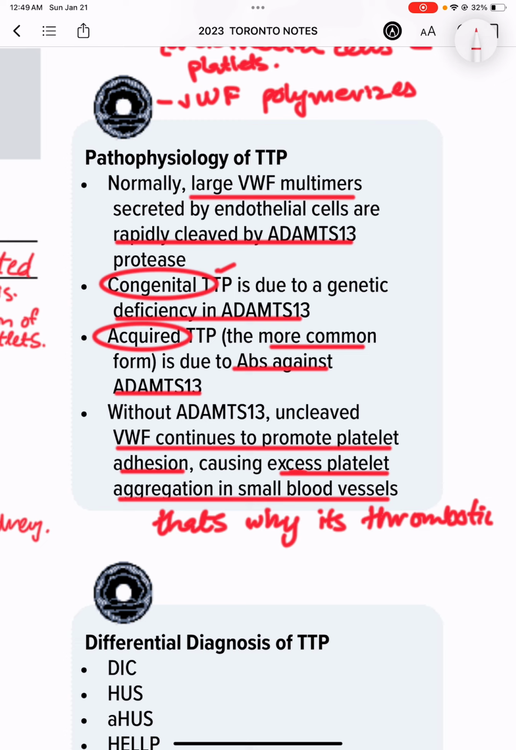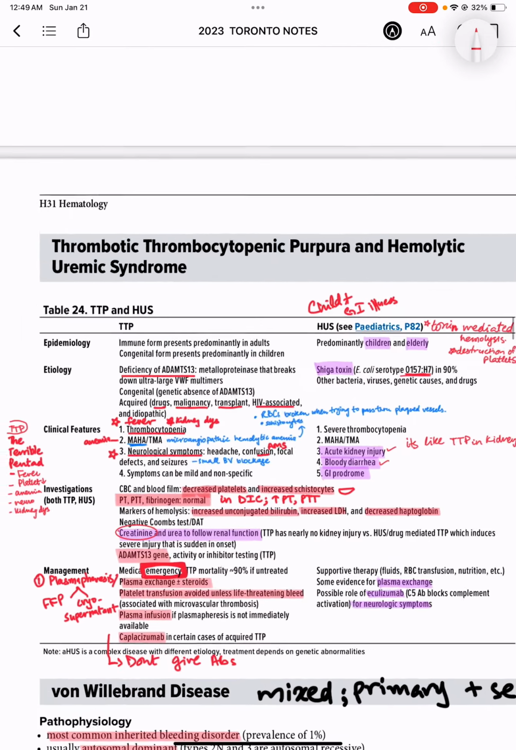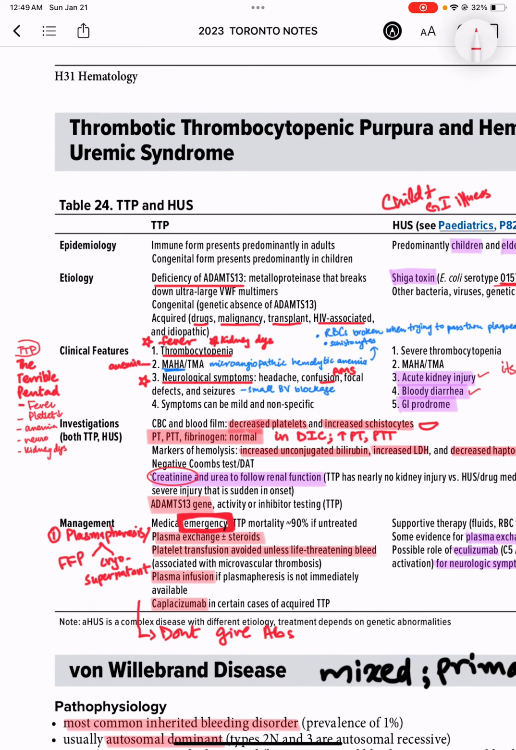It continues to promote platelet adhesion, because these are big multimers, and the platelets just get sequestered in them. They get attached to them, and then there's thrombus formation. And because of the thrombus formation, there's depletion in the platelet count roaming around in the serum. So there happens aggregation in the small blood vessels, and that's why it's called thrombotic. But still, the platelet level in the circulation is decreased, so that's why it is thrombotic thrombocytopenic.